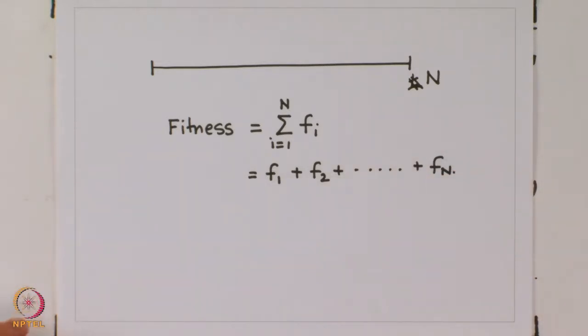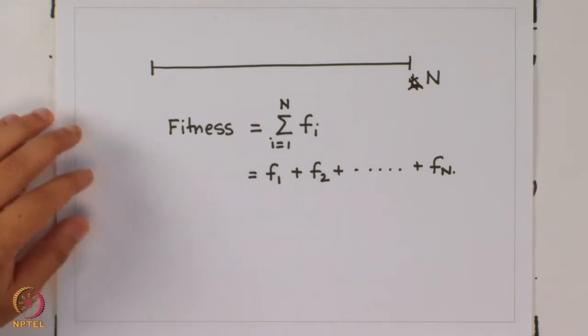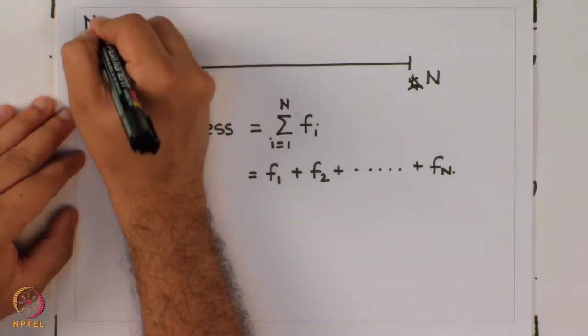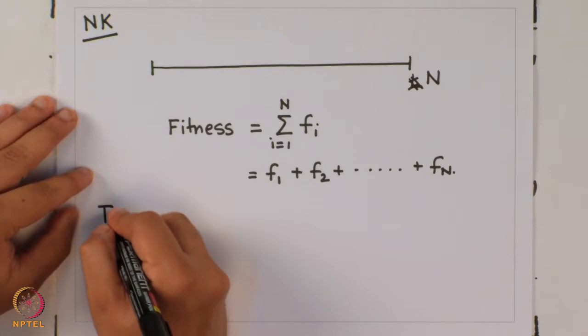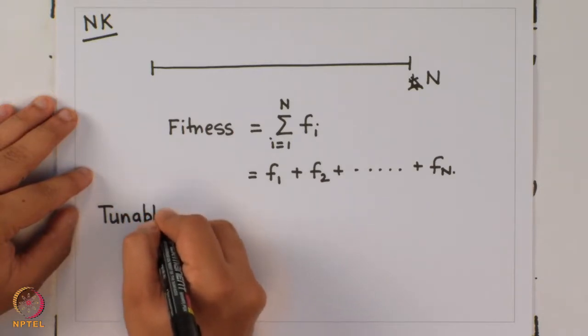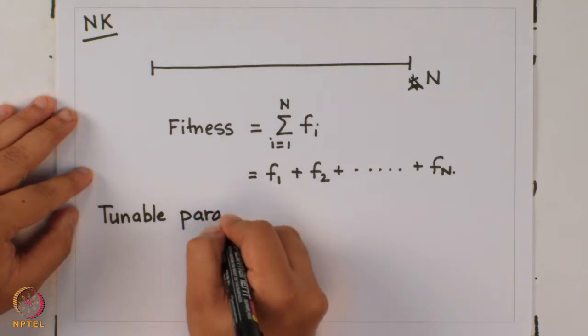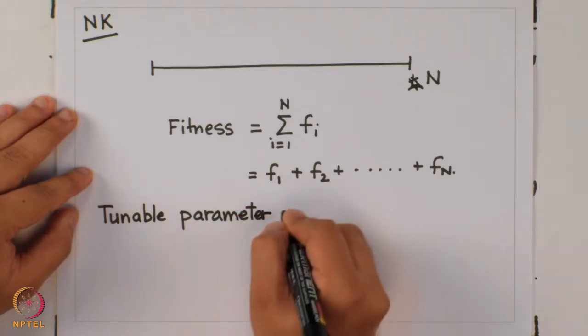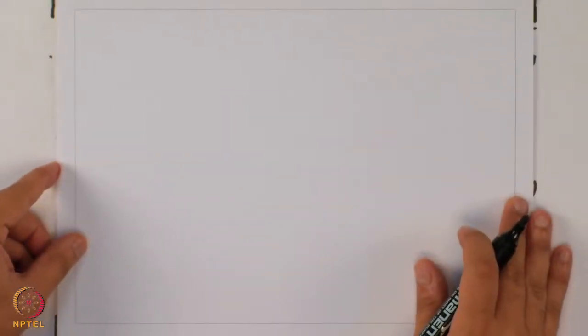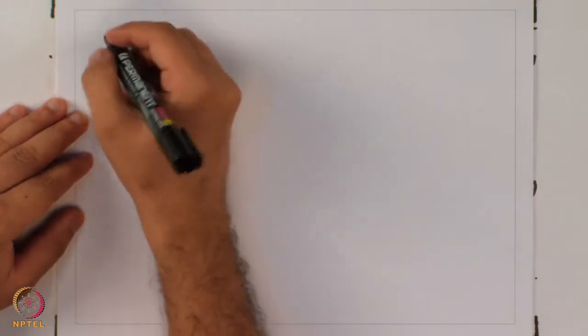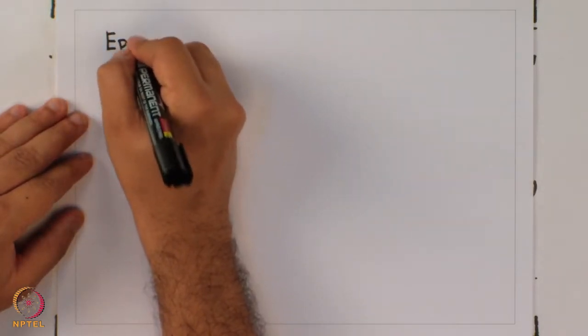So, this is pretty straightforward, but what this model allows you to do is that in addition to this, it gives you a tunable parameter which is called K. So, remember these are called NK models. This is where the N comes from, and the tunable parameter is called K. And we will try and understand what does this represent. And what this represents is something which is experimentally observed very frequently in fitness landscapes, which is called epistasis.